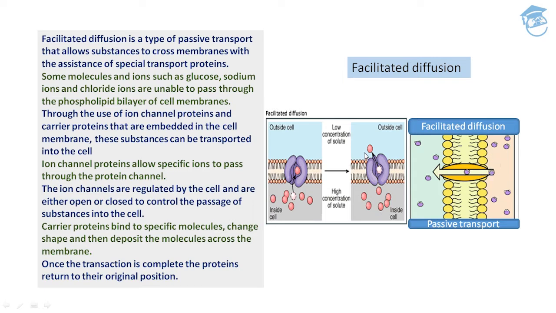Once the transaction is complete, the protein returns to its original position, because it had changed its shape to take up the solute so that it can transport it to the outside of the cell membrane. As you can see, this is facilitated diffusion and it is passive transport. That means no energy expenditure takes place while transporting solutes from the higher concentration region to the lower concentration region.